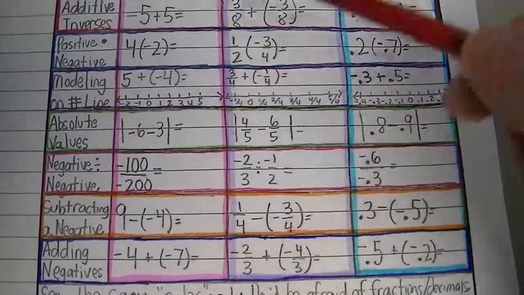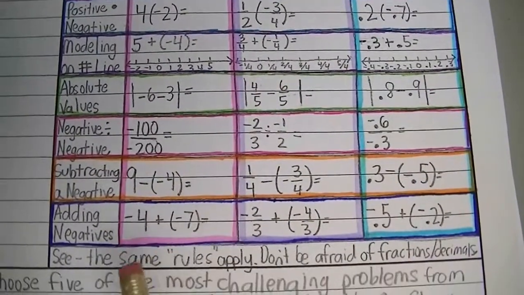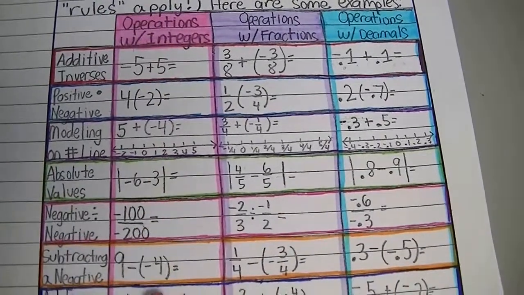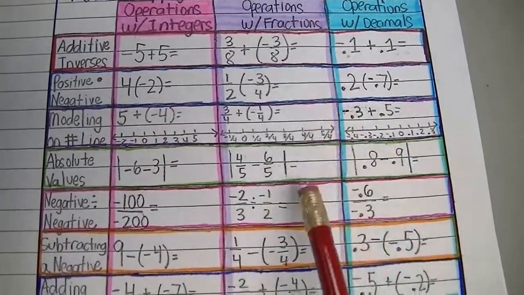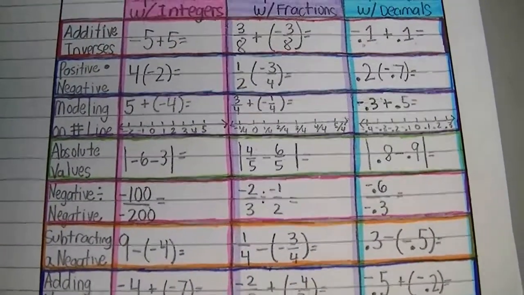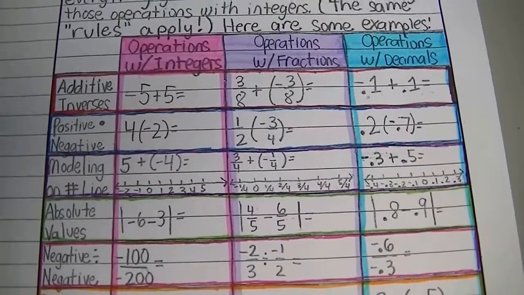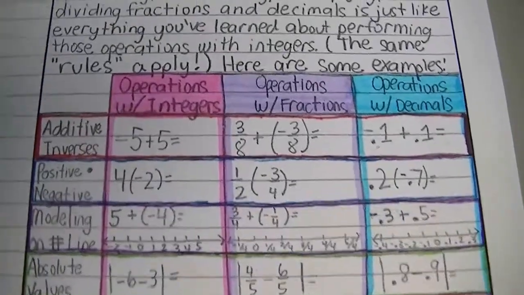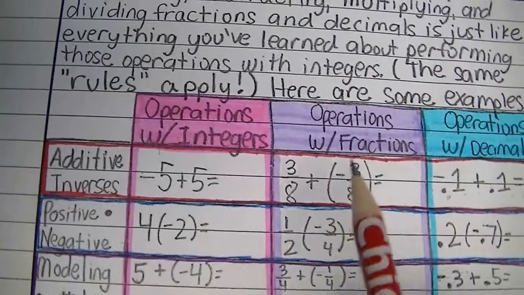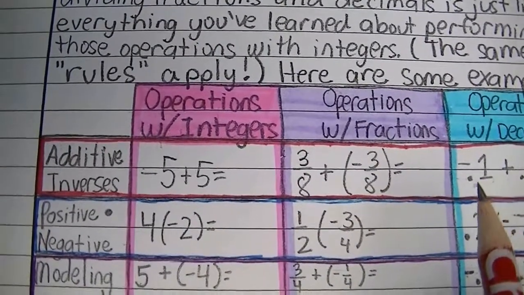Okay? And the whole point of me doing this table is because I want you to see that the same rules apply. Just like I've taught you with integers, it's going to be the same as with fractions and decimals. So I don't want you to be intimidated by them. Okay? So let's go ahead and get started, and I want to show you how additive inverses within integers will be similar to what you would do with fractions and with decimals.